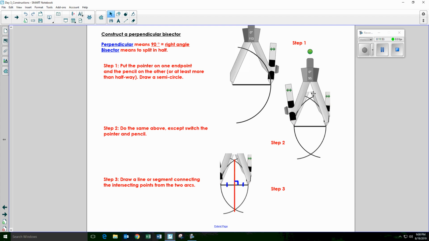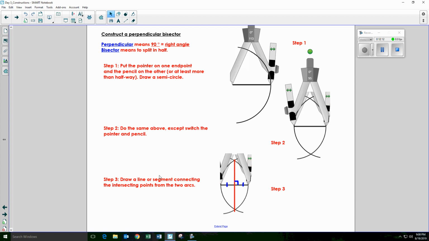3 easy steps. Technically, the third step is just drawing the perpendicular bisector. Construction-wise, you're only doing 2 steps. One semicircle, turn around, same way, another semicircle, and you're basically done right there. And you just have to connect it with your ruler now. But the compass part is done in 2 semicircles.